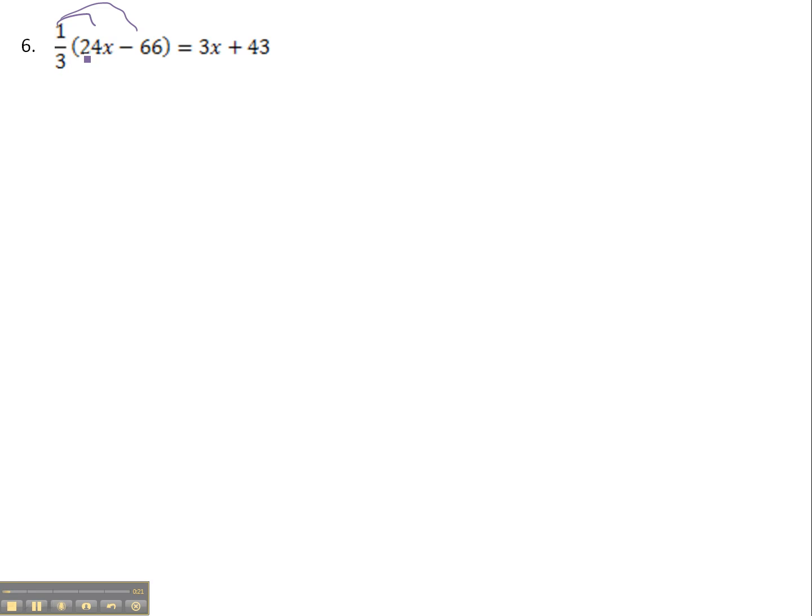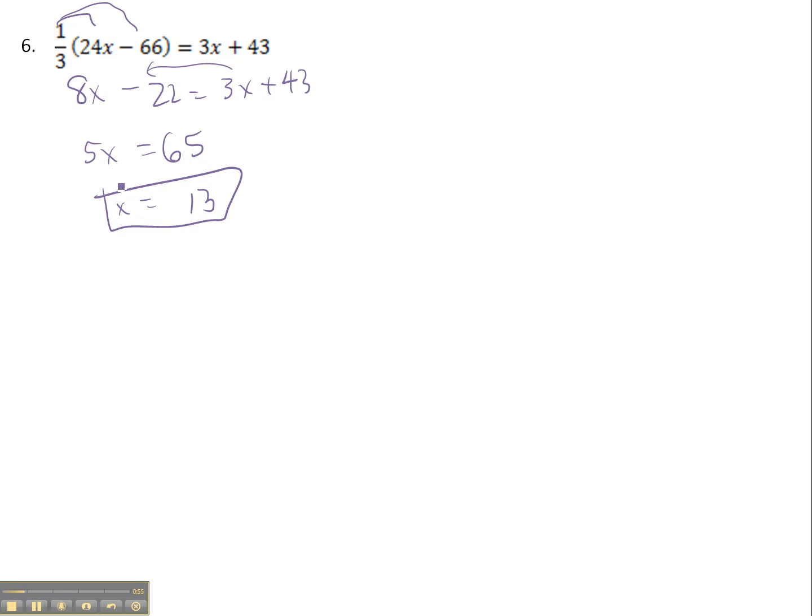1/3 of 24x, that's the same thing as 24 divided by 3 is 8x, minus, and then 1/3 of 66 is 22, equals 3x plus 43. So I just subtract the 3x over here and I get 5x. Add the 22 over, and let's see, I would have 65 divided by 5x equals 13. Easy.